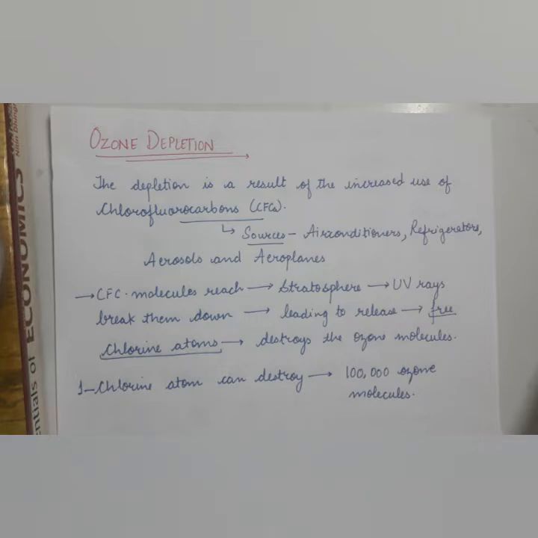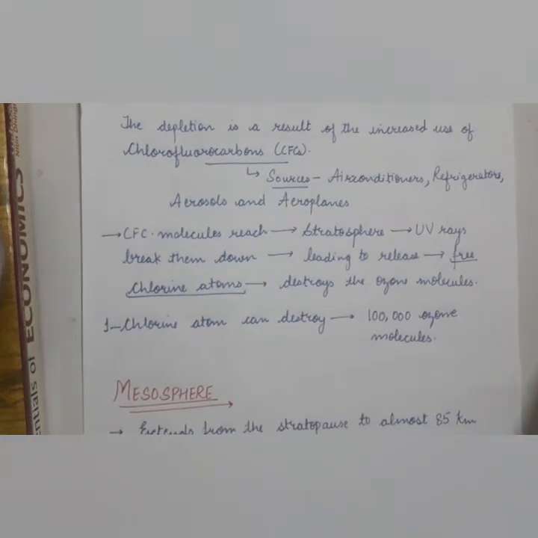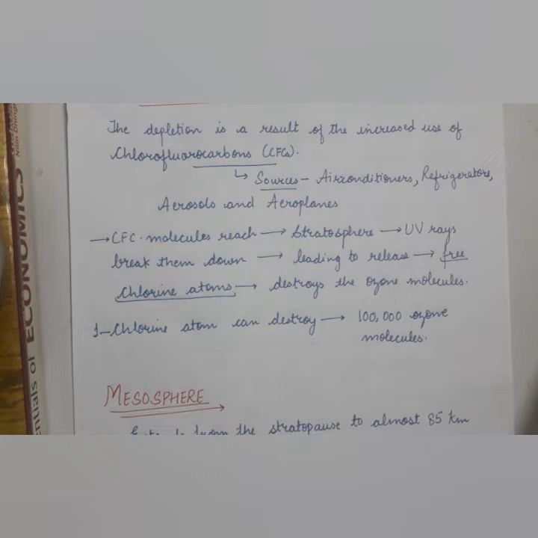These free chlorine atoms are basically the one thing which is responsible for the destruction of the ozone molecules, and it is very harmful as the extent is very much. One chlorine atom can destroy about, you can say, 1 lakh of these ozone molecules. So you can yourself estimate the extent, how much chlorine is causing destruction to ozone molecules, and the extent to which it is causing the destruction.